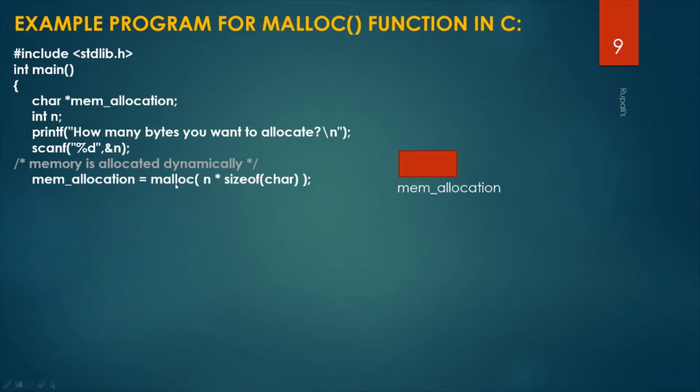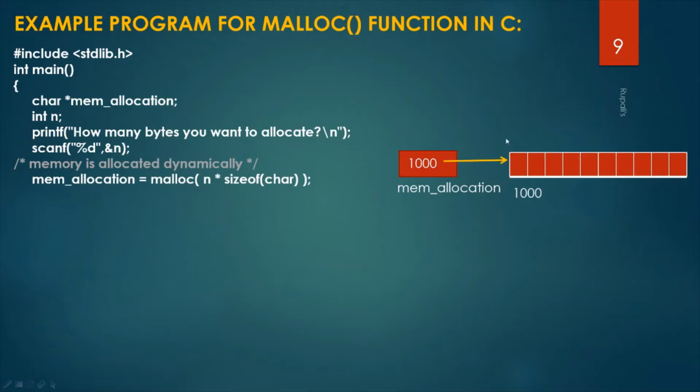Malloc allocates n into sizeof char at the time of run. Size of char is 1. So n into 1 means n bytes at the time of run, and it returns the allocated bytes' starting address to mem allocation. Say the value of n is 10. So malloc allocates 10 bytes at the time of run and returns the starting address, 1000, to mem allocation. So the content of mem allocation is 1000.